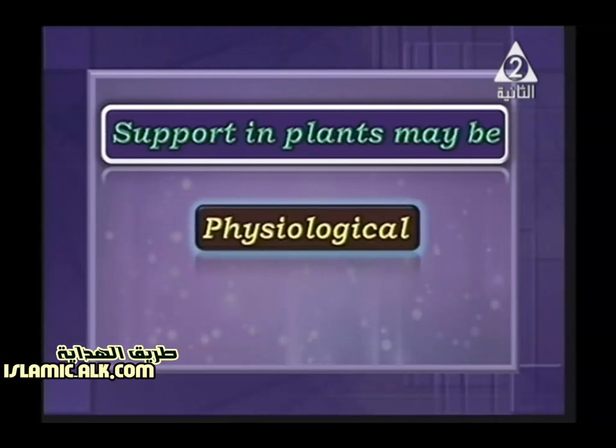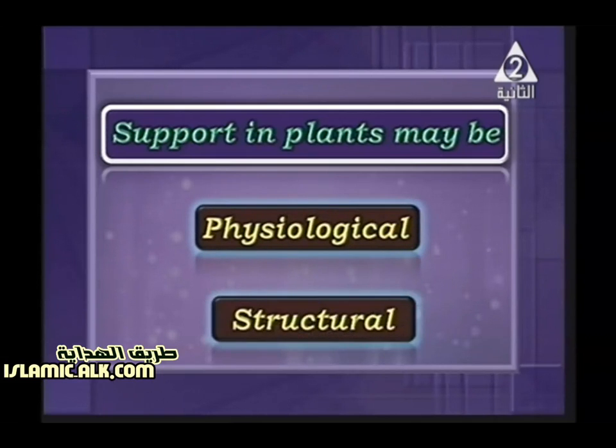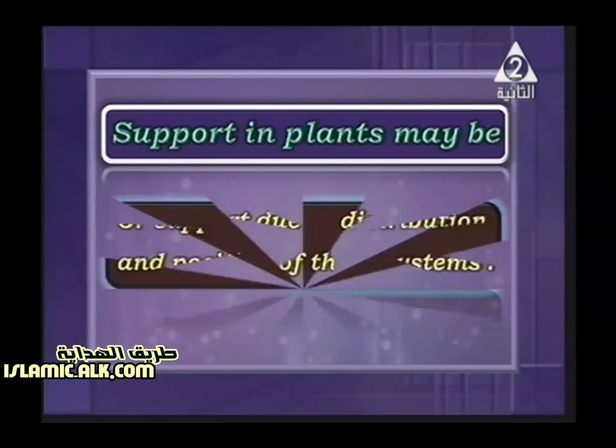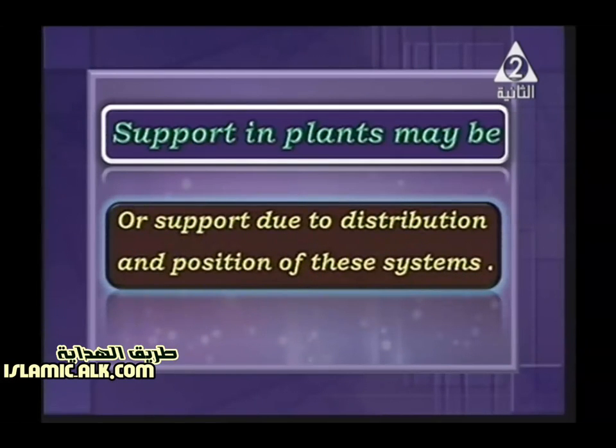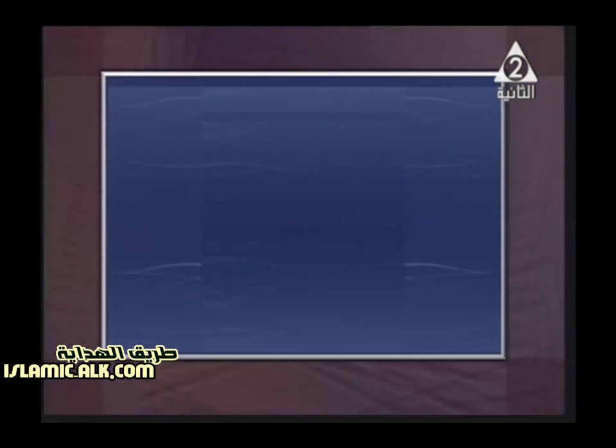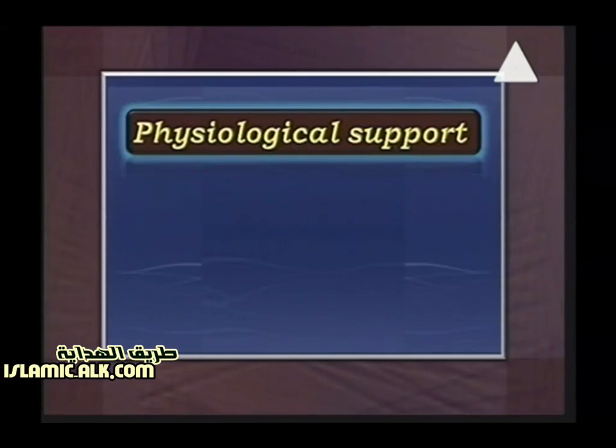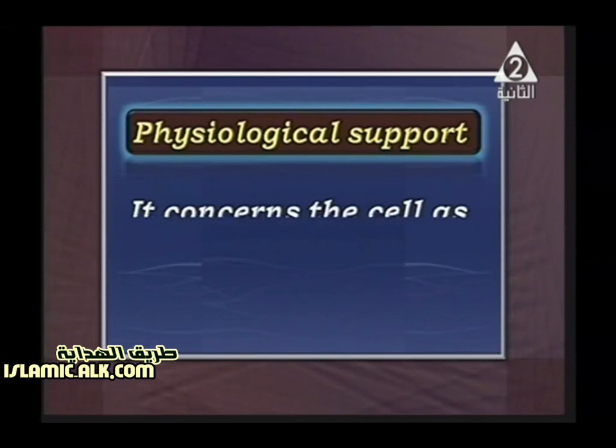Number 1, physiological support. Number 2, structural support, or support due to the distribution and position of these systems. Let's start with the physiological support. Physiological support concerns the cell as a whole, or it deals with the cell as a whole structure.